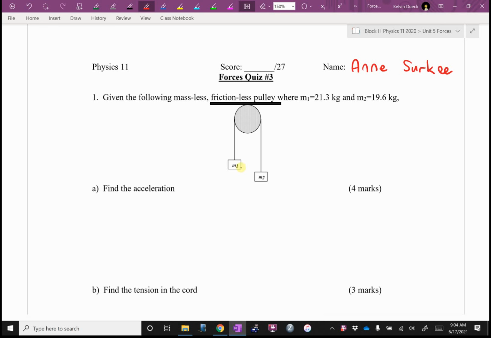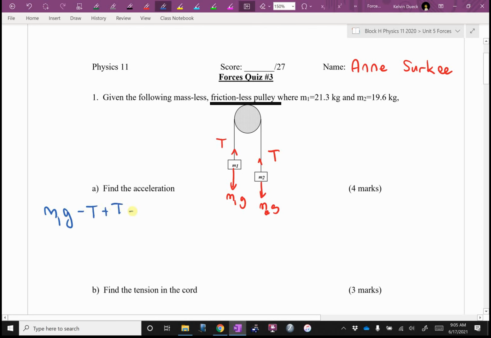This is a job for a free body diagram, although since they gave me a picture, I said M1G, tension, M2G, tension. Who's winning? The heavier mass. Don't let the shape of the mass fool you. I'm stealing diagrams from all over the place. Look at the actual numbers. M1 is heavier. So my equation is going to be winner minus loser plus winner minus loser equals M all A.